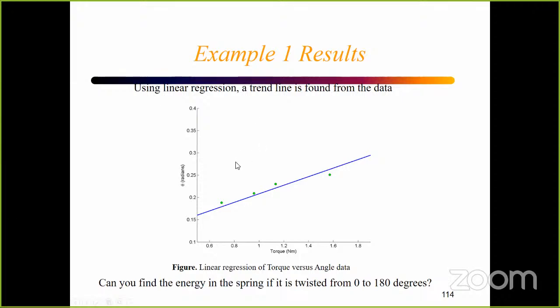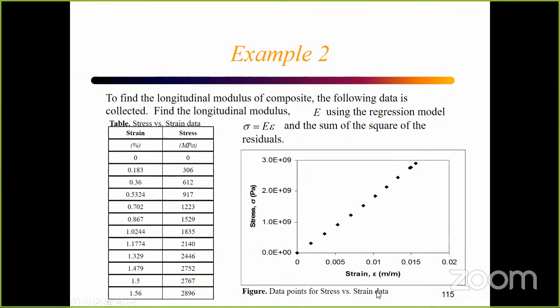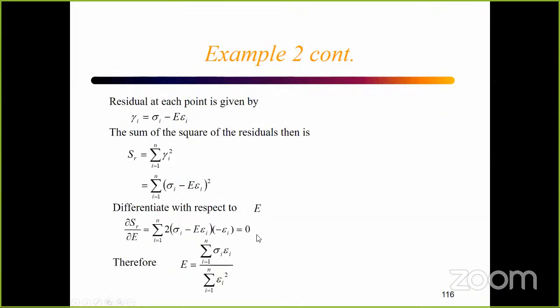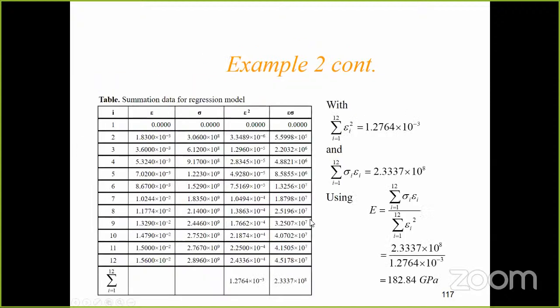Using linear regression, a trend line is found from the data. That is the line we are expecting. You can find the spring constant if it is twisted from 180 degrees. This is the one to find the longitudinal modulus of a composite from the following collected data. This is the equation: sigma is equal to E times epsilon, and the sum of the squares of the residuals they have given here. If we estimate for this formula, we continue.